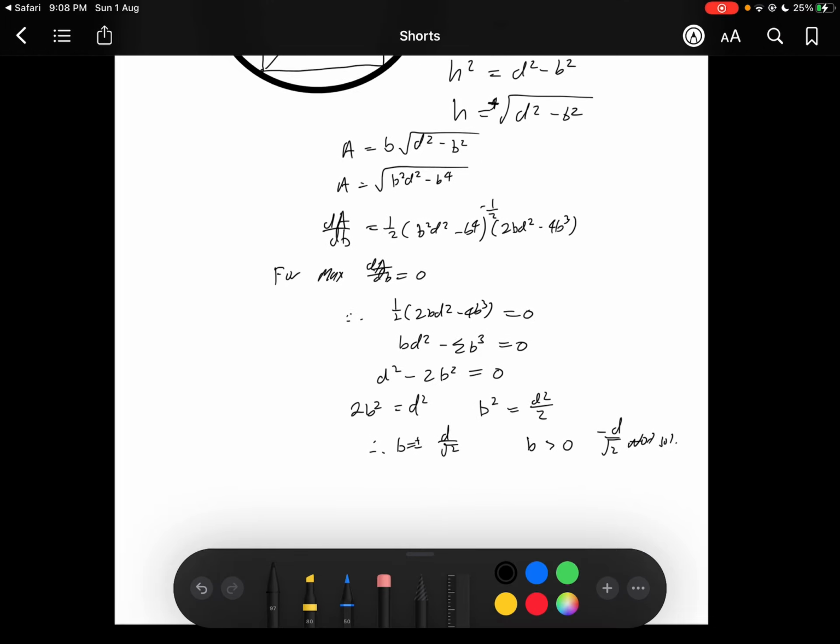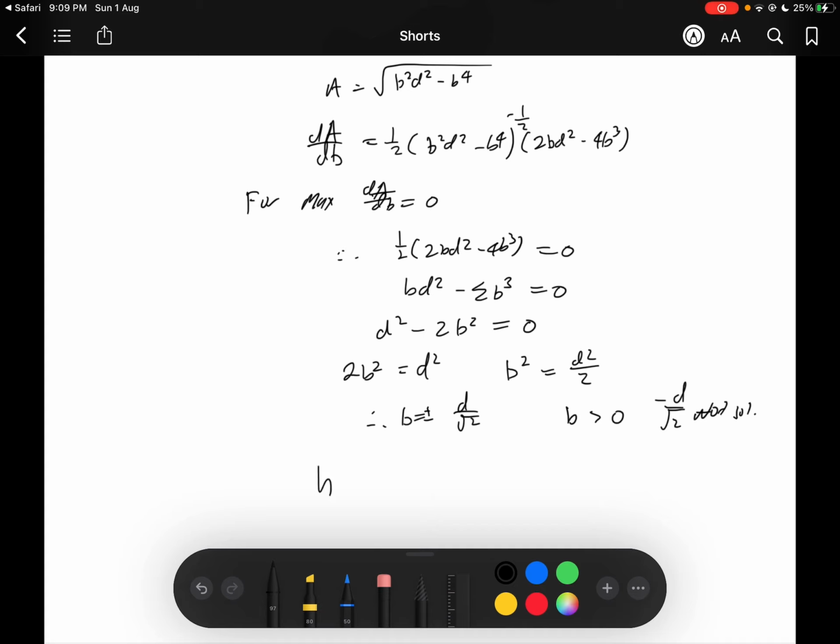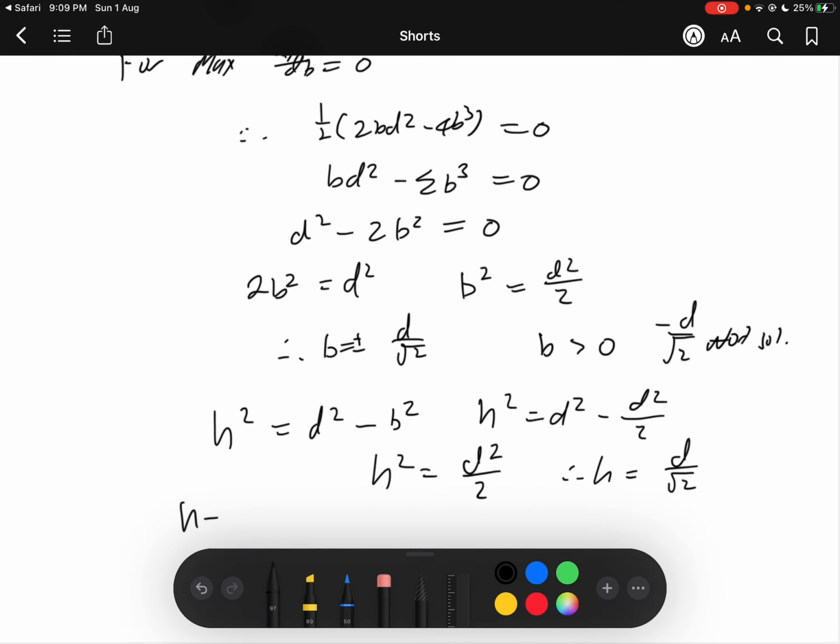We find that h squared equals d squared minus b squared. And therefore, h squared equals d squared minus d squared over 2. So h squared also equals d squared over 2. So therefore, h equals d over root 2. And as we can see here, h equals b. So this is indeed a square.